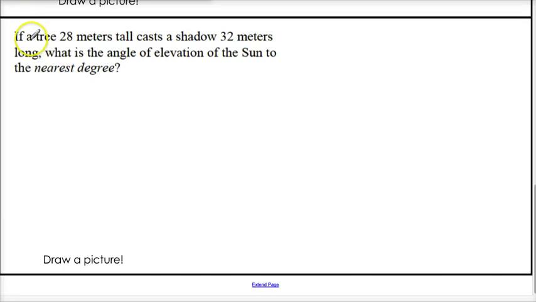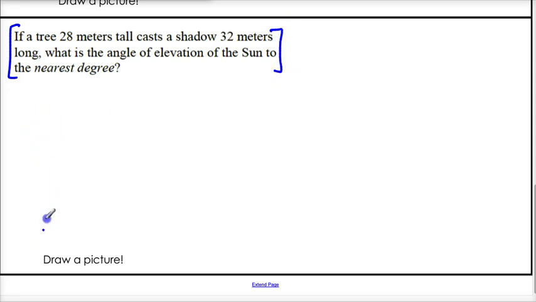A tree, and I'm going to tell you, we love trees and shadows, so pay attention. We love these in math. If a tree is 28 meters tall, it casts a shadow of 32 meters long. What is the angle of elevation of the sun to the nearest degree? Alright, let me show you how to draw this guy. Alright, let's do a little drawing before we can start this off.